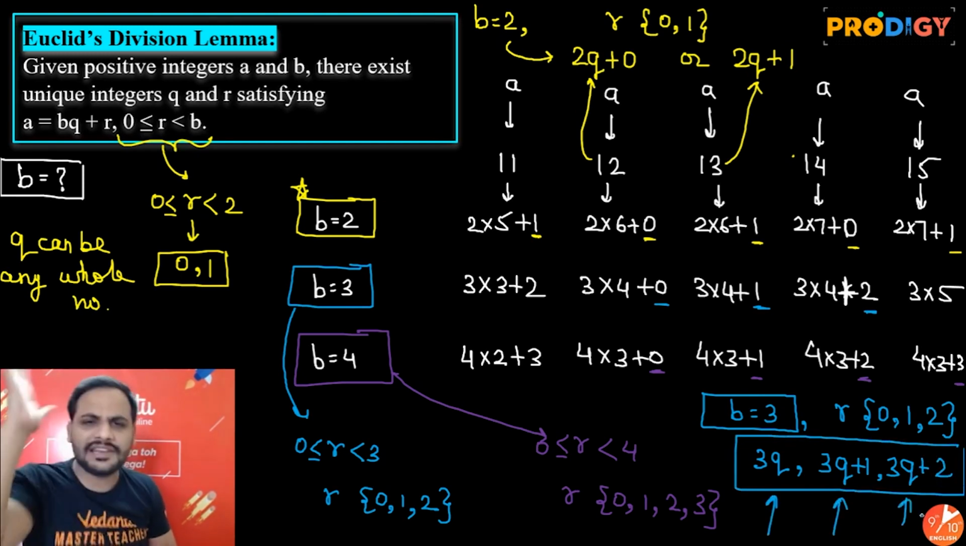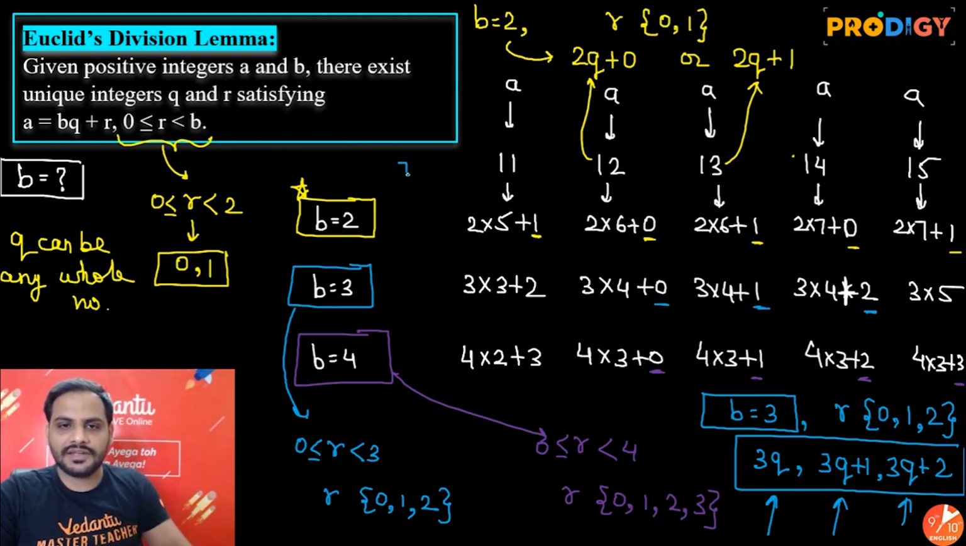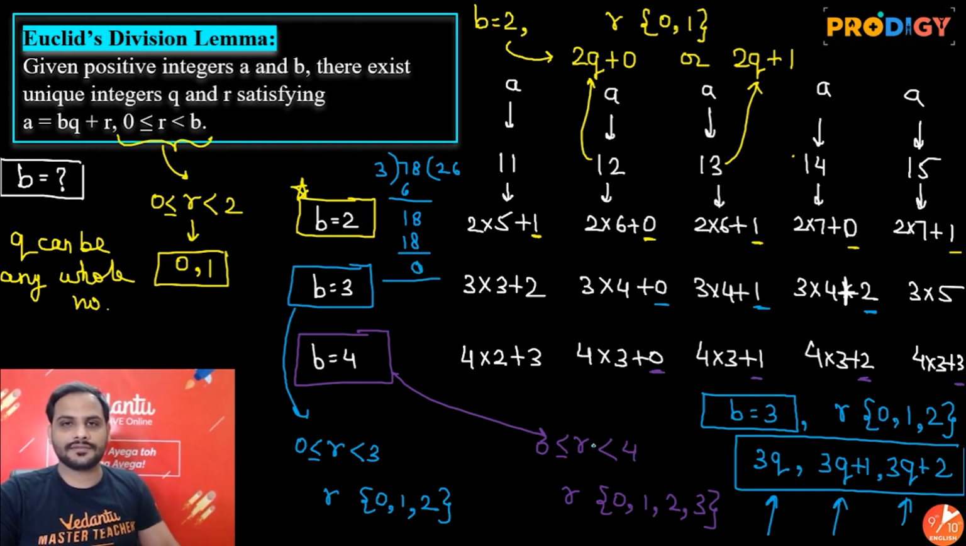You give me any number. For example, you give me 78. If you give me 78, divide with 3. 3 2s are 6, remainder 1, 3 8s are 24... done. Remainder 0. So 78 can be written as 3Q. How? 3 into 26. Understood my point?